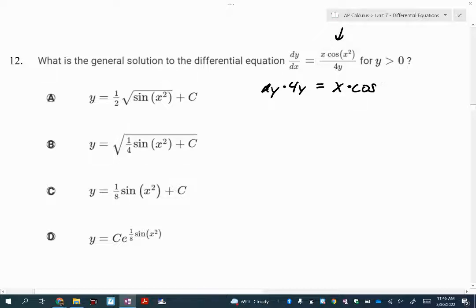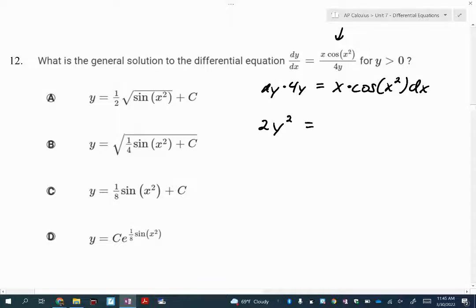So x times the cosine of x squared times dx. Now if I take the antiderivative, this is going to be y squared. If I take the derivative of y squared, I get 2y, but I want 4y, so I'm going to put a 2 in front.